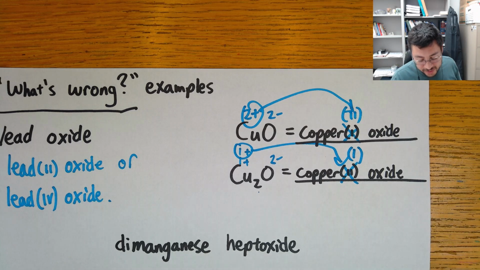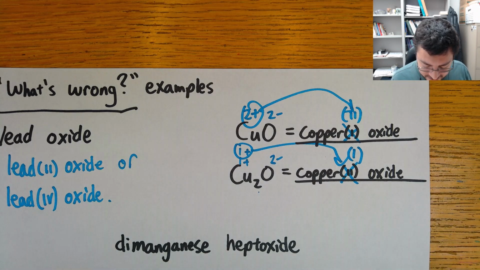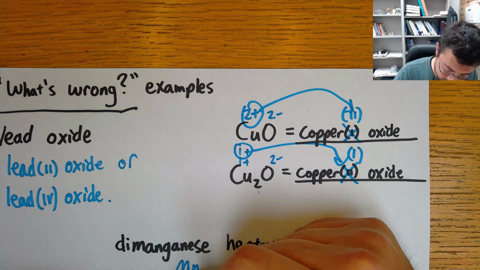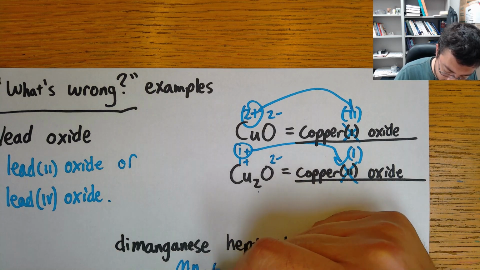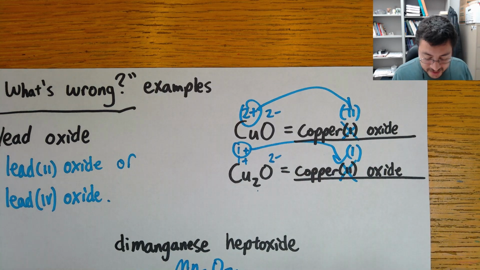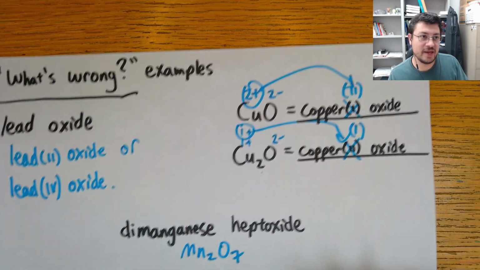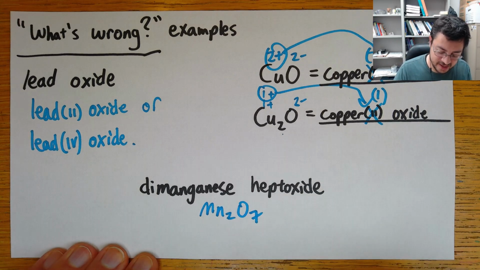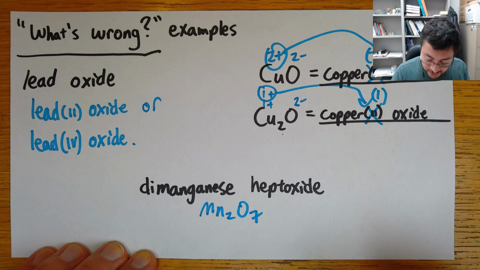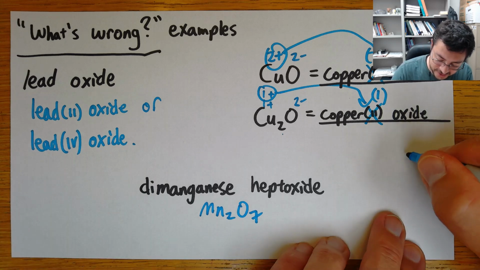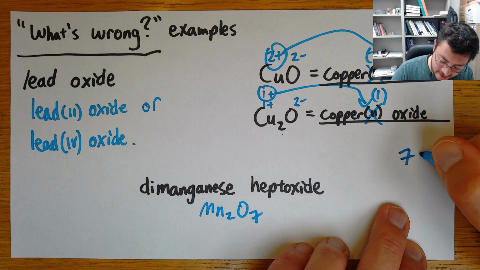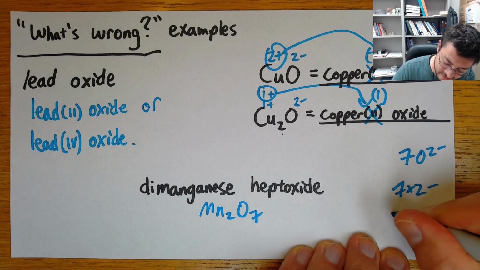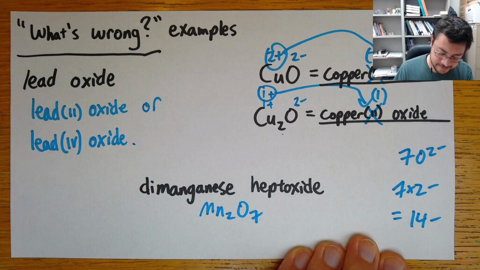Okay. All right, last one, dimanganese heptoxide. They probably mean 2 manganese and 7 oxygens. But manganese, once again, like every metal today in this video, is a type 2 metal, which means we have to say what the charge is. So let's figure out that charge. We have 7 of the O2 minuses. 7 times 2 minus is going to be 14 minus.